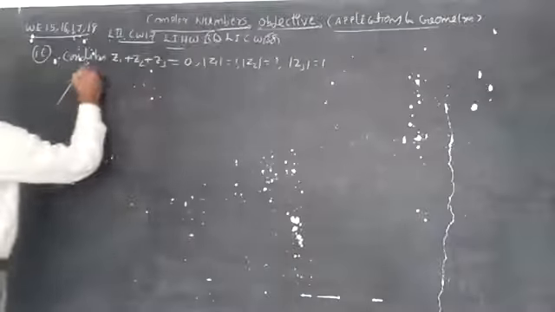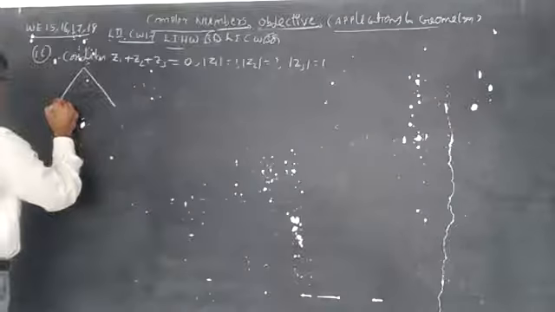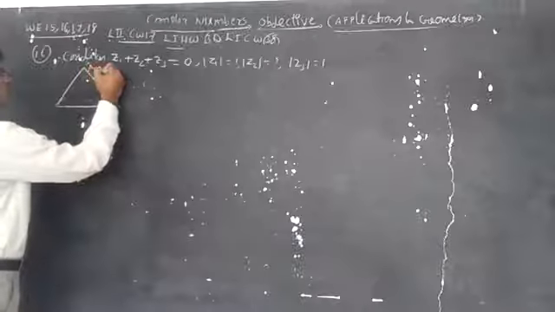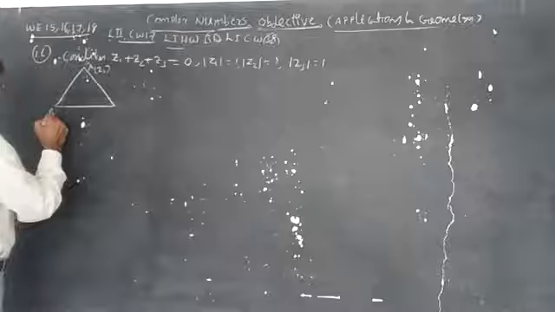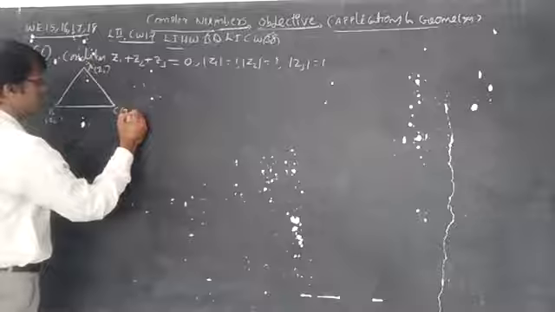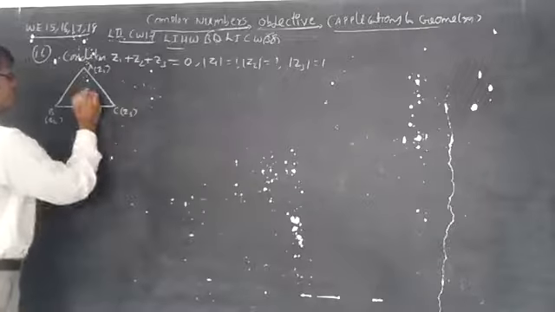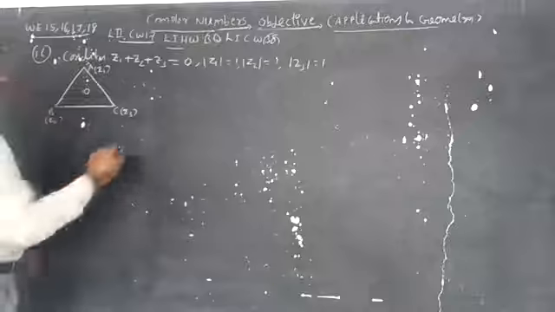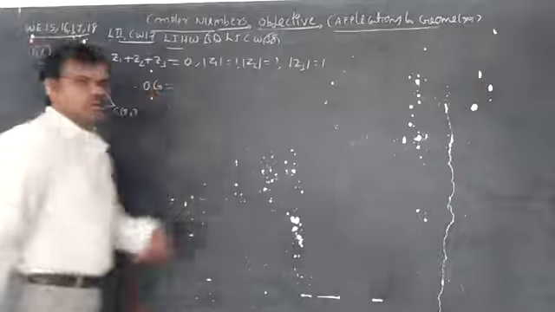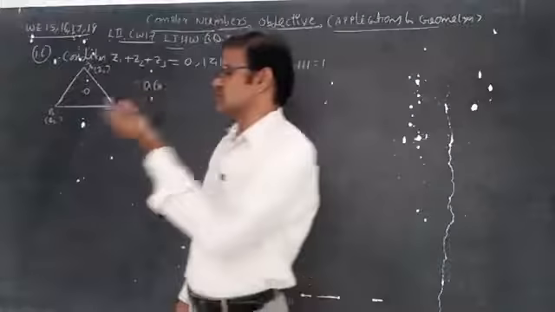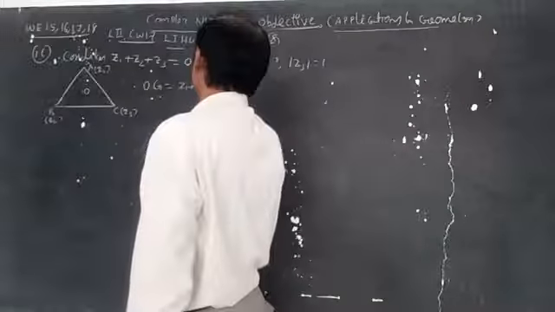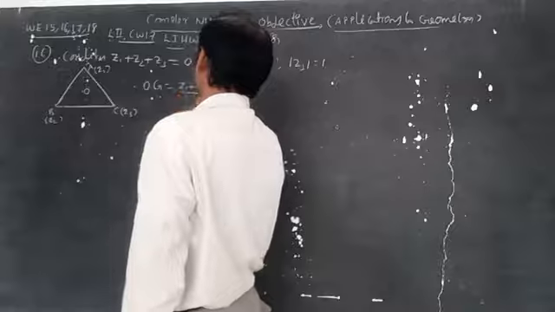Try to understand according to the diagram. The concept is, this is an equilateral triangle. Put A as Z1, B as Z2 and C as Z3. Right here O. Using the concept of centroid, OG, I am writing according to the vector method: OG is equal to (Z1 plus Z2 plus Z3) whole by 3.